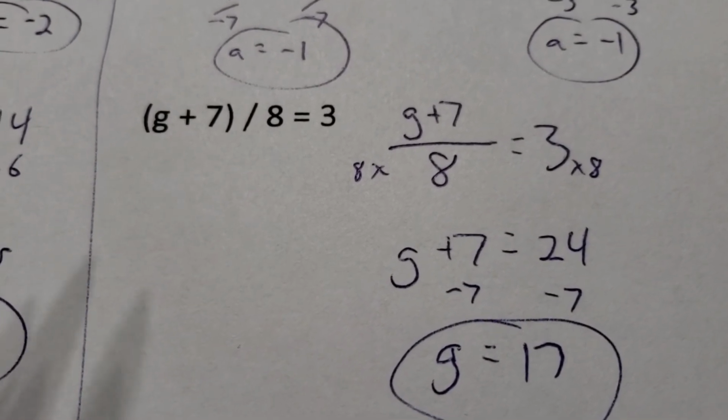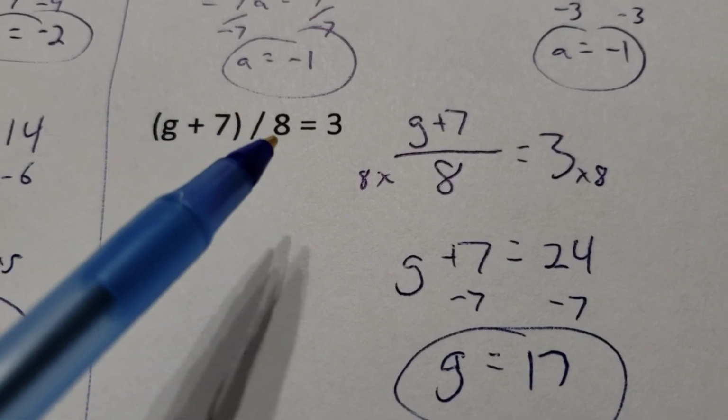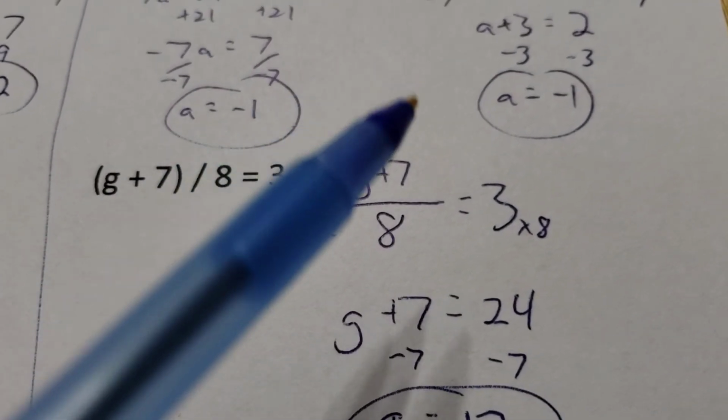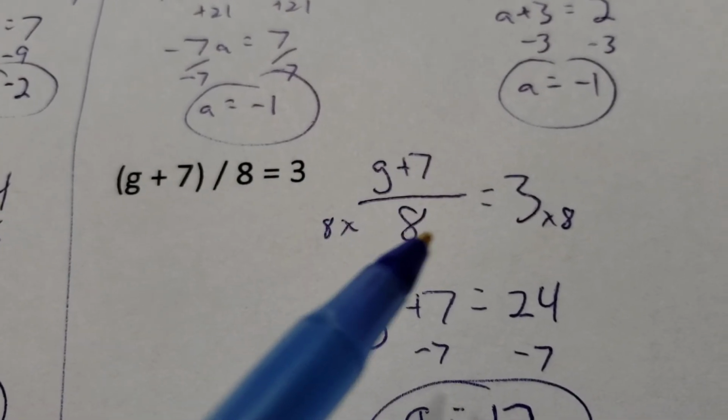This one's set up a little differently. Now it's the quantity of g plus 7. This whole chunk is being divided by 8, and it's going to equal 3. So let's rewrite this and kind of get a different view of it. g plus 7, all divided by 8, equals 3.